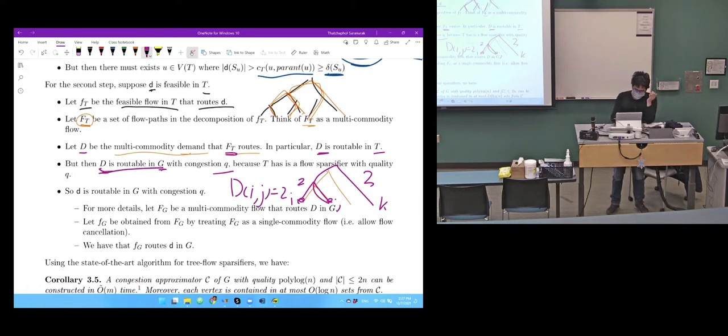So if D is now routable in G, then the original demand here is routable in G too. Okay, the details are here, but any question about this?